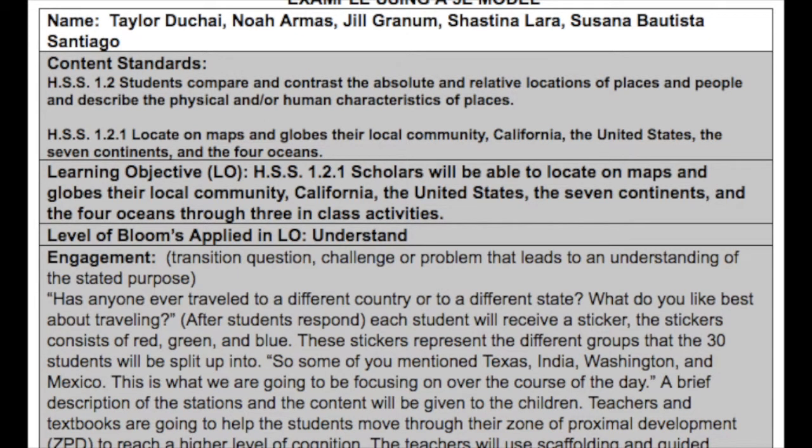In looking at the 5E lesson plan, overviewing it, for the content standards, we used the history social science for grade level 1. It was number 1.2, and that was students compare and contrast the absolute and relative locations of places and people and describe the physical and or human characteristics of places. And the substandard that we actually used for the entire lesson was HSS 1.2.1, which was to locate on maps and globes their local community, California, the United States, the 7 continents, and the 4 oceans.